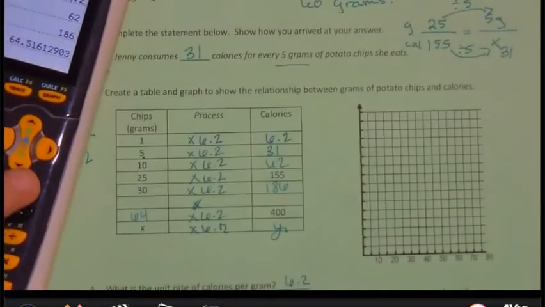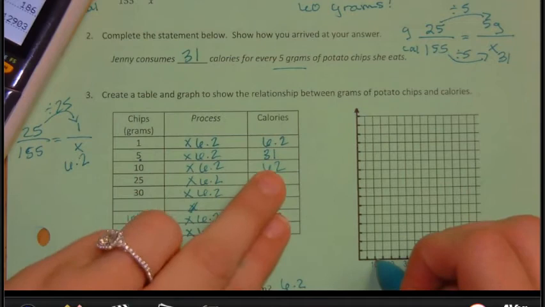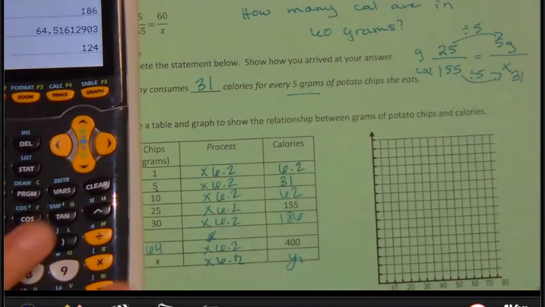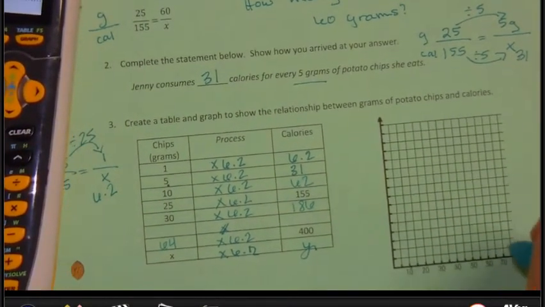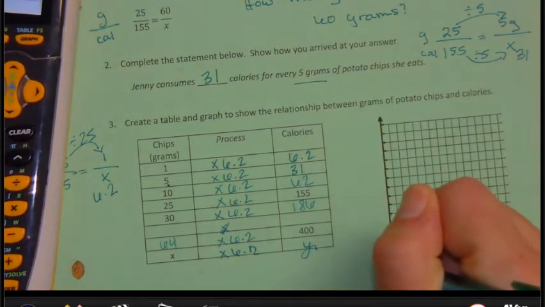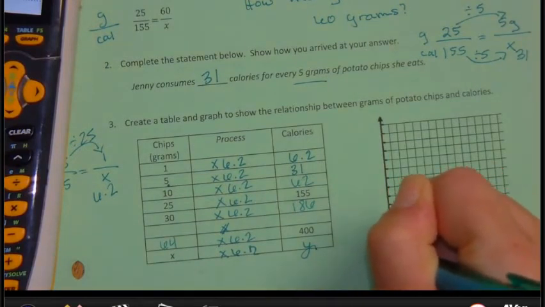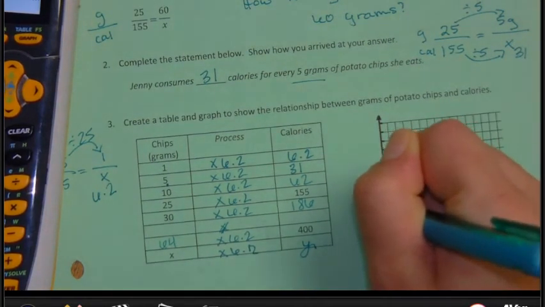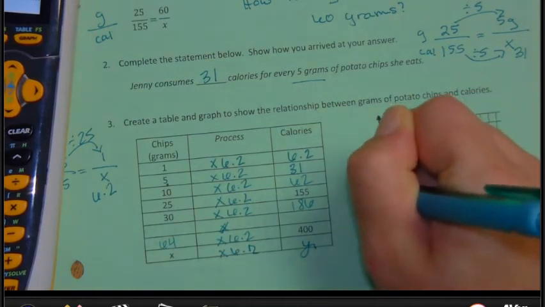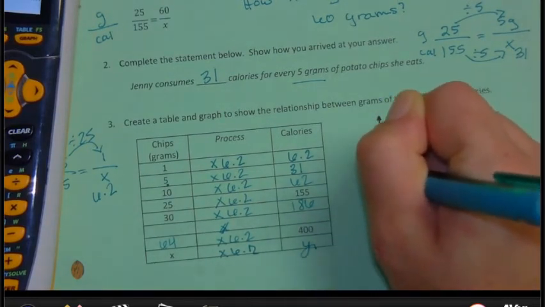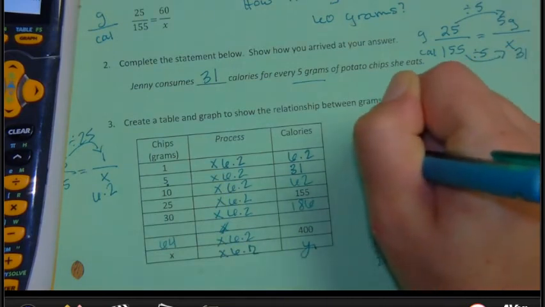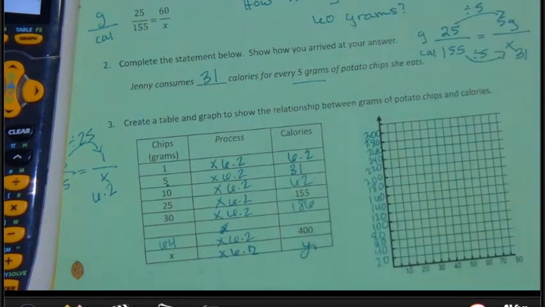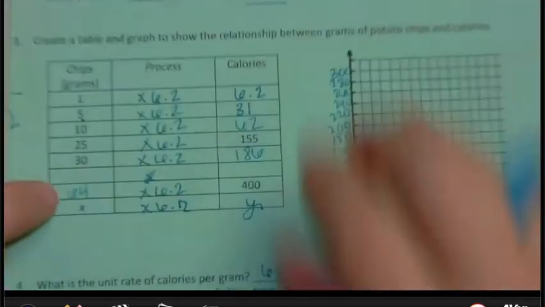All right. So let's take a look at this. So for 10, I know that I'm at 62. 20, let's see. 20 times 6.2 is 124. All right, so let's go up by 20s. 20, 40, 60, 80, 100, 120, 140, 160, 180, 200, 220, 240, 260, 280, 300. Okay. All right, so I went up by 20s for my Y value.